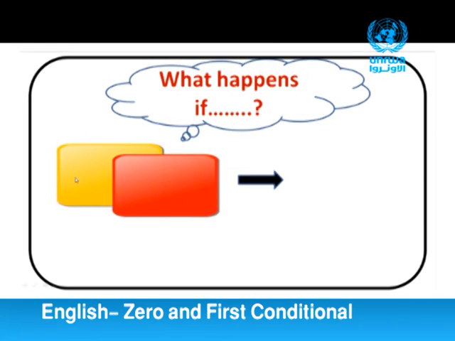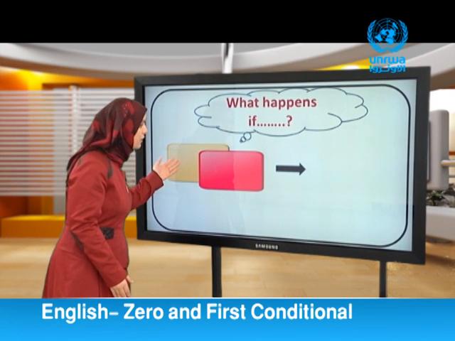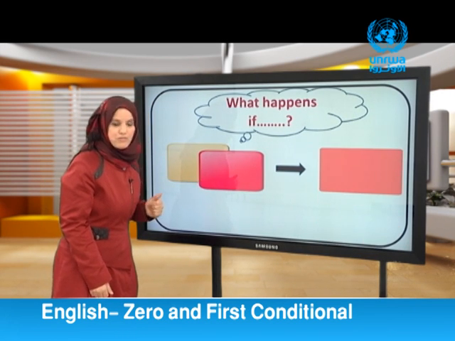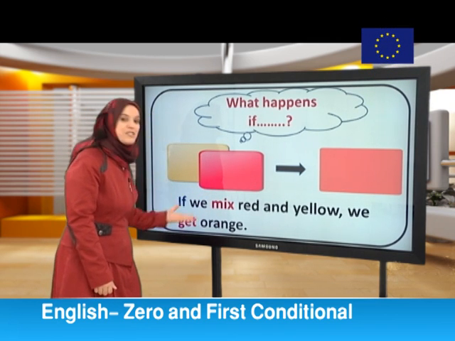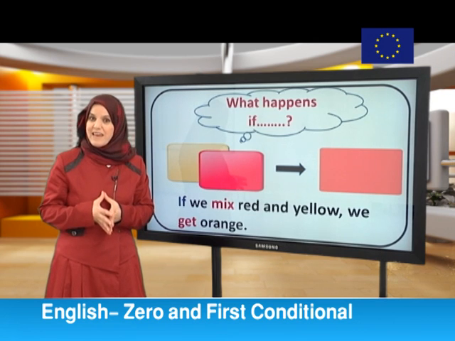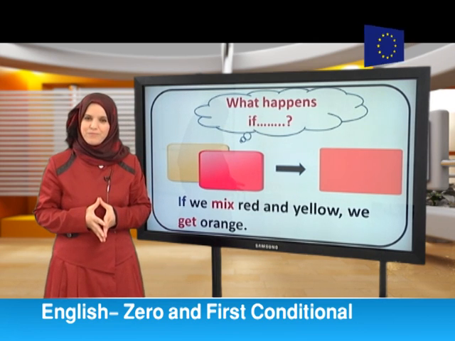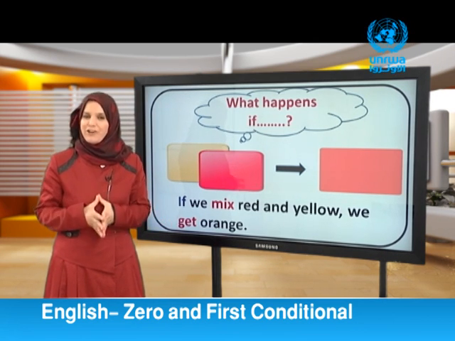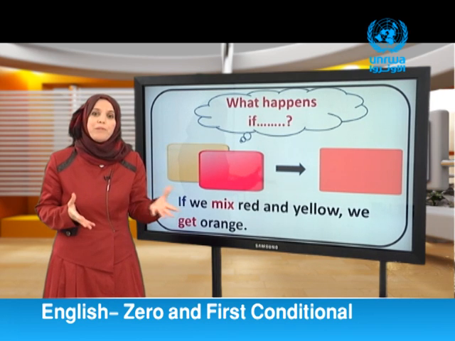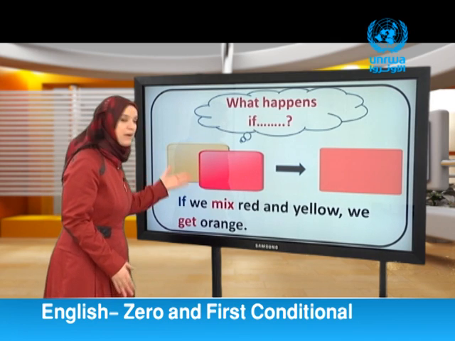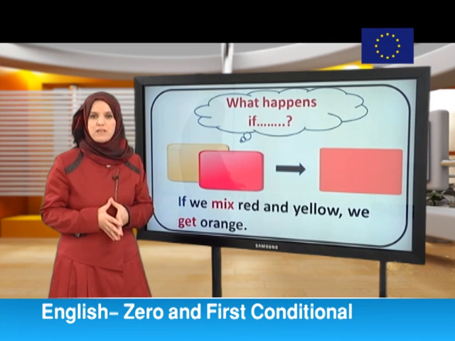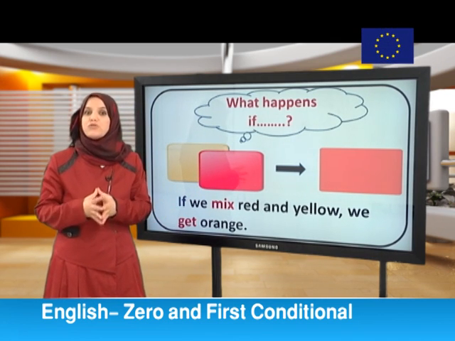What happens if we mix red and yellow? If we mix red and yellow, we get orange. Let's read the sentence. If we mix red and yellow, we get orange. Is there another possible answer? Can we get another color? Pink or purple maybe? No. Every time we mix these two colors, we get orange. This is a fact which is always true.